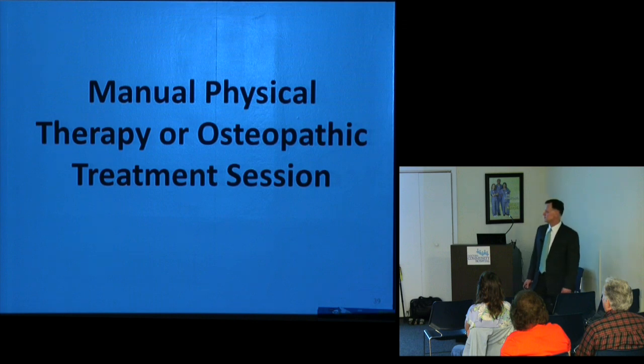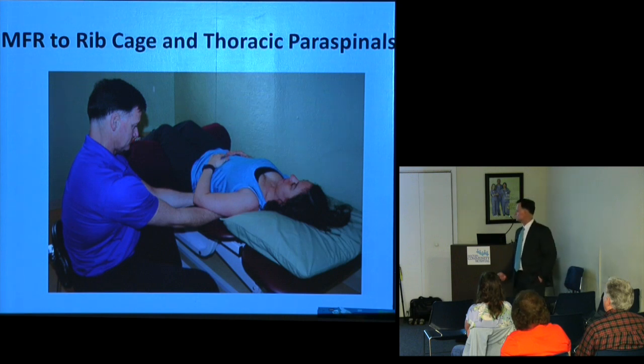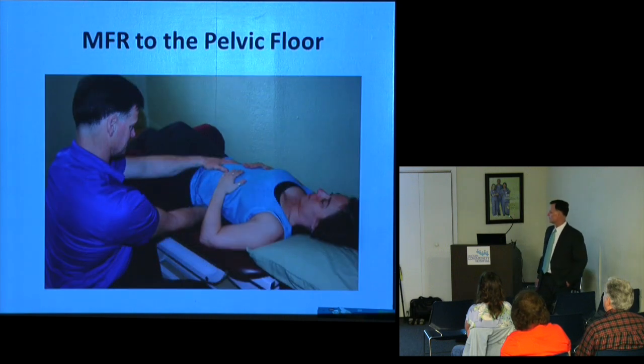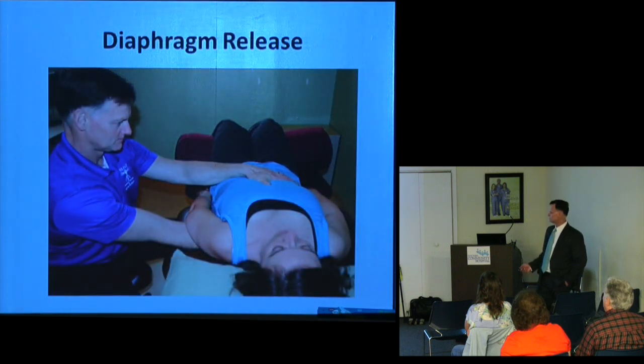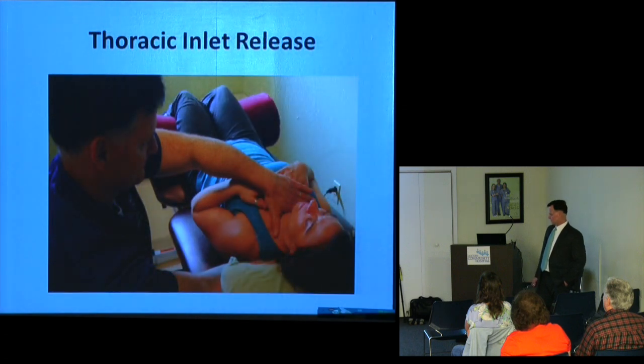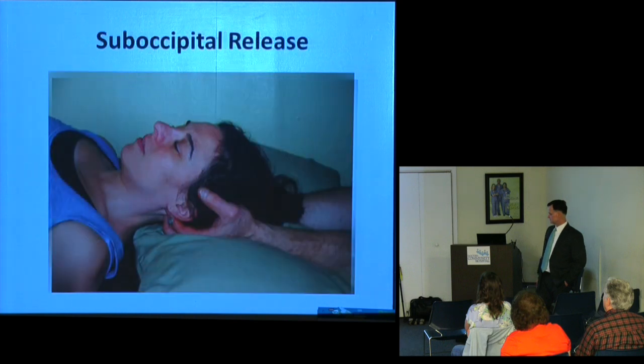So now I want to show you a manual therapy treatment session that I do with my patients. I'm not going to talk about the slides, I'm just going to go through them, and I'll show you the before and after picture. I'm just doing a myofascial release to her rib cage and her thoracic paraspinals, a myofascial release to her pelvic floor, a sacroiliac joint decompression, a diaphragm release, a thoracic inlet release, a hyoid release, a suboccipital release where it's appropriate.